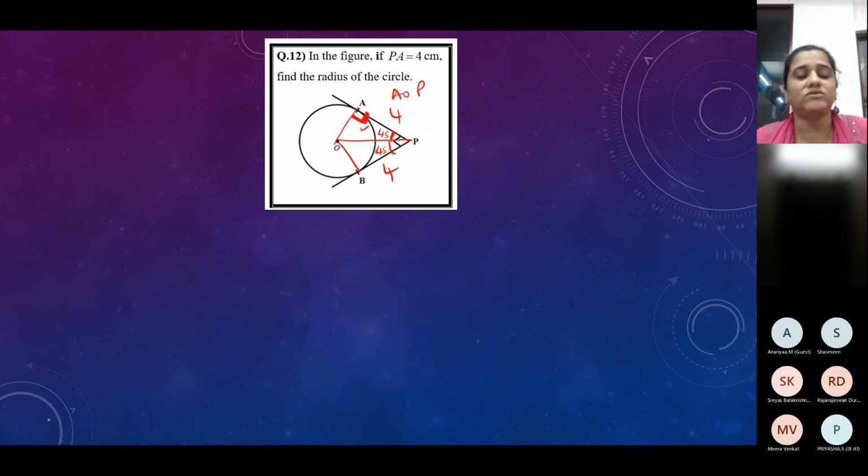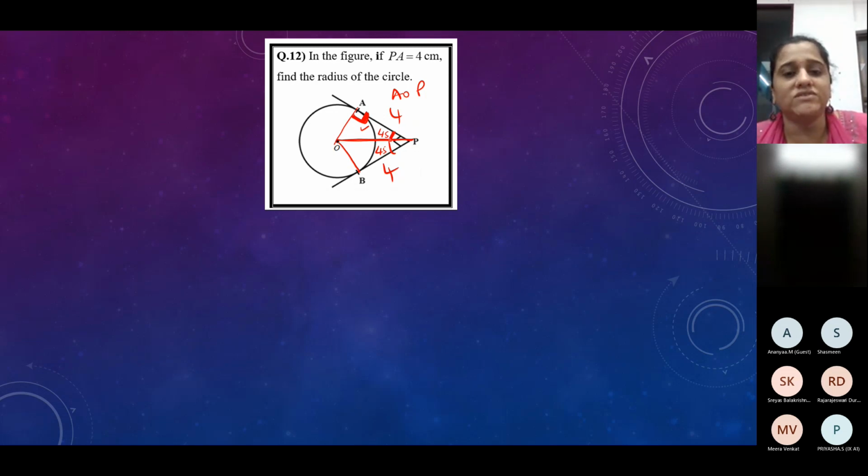So tan 45, because tan will connect the opposite and adjacent side. OP is the hypotenuse because it is opposite to the right angle. So the opposite side is OA, the adjacent side is AP. OP is the hypotenuse. It's not the opposite or the adjacent side. The hypotenuse cannot be the opposite side or the adjacent side. The remaining two sides only can be the opposite and adjacent sides.